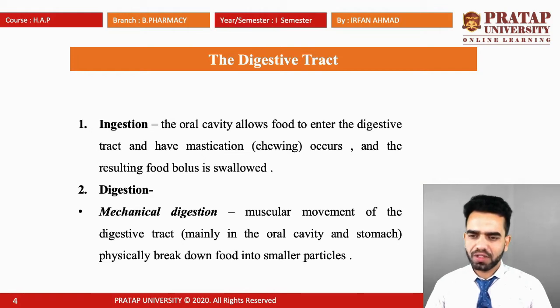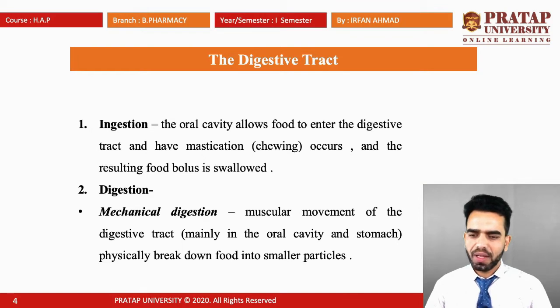When the digestive tract moves, when it does its muscular movements, then a digestion occurs that is called mechanical digestion, or in scientific terms, churning of the stomach, churning movements. When food enters the stomach, the stomach starts its churning movements, and that is due to the muscular movement of the digestive tract.